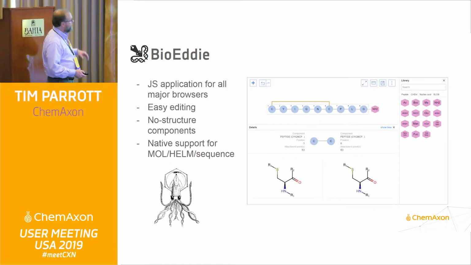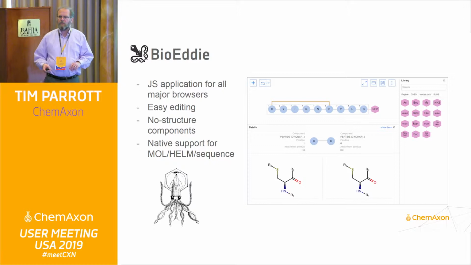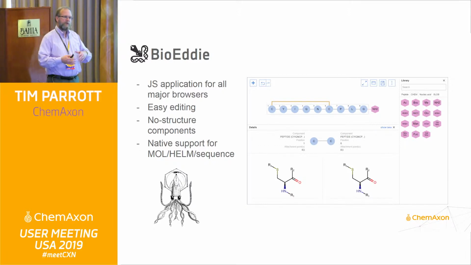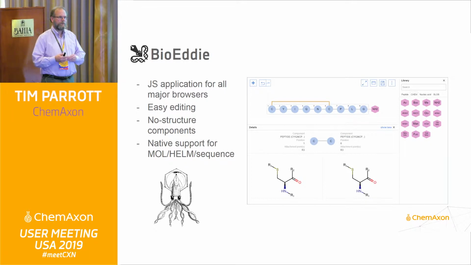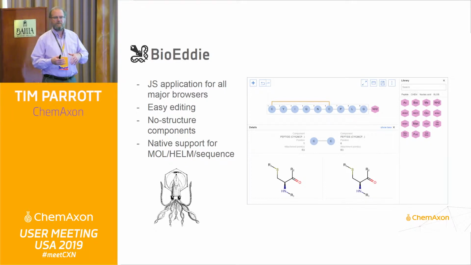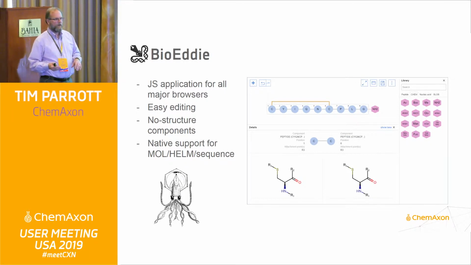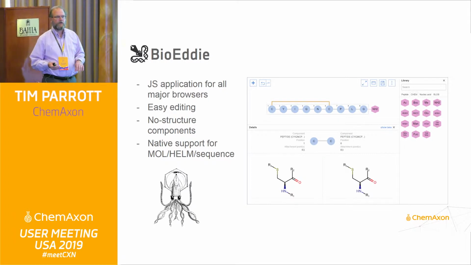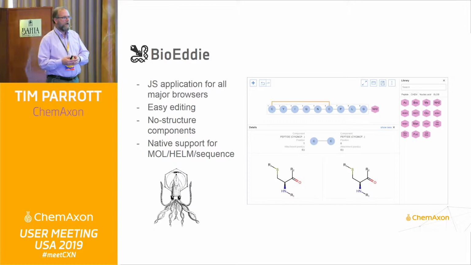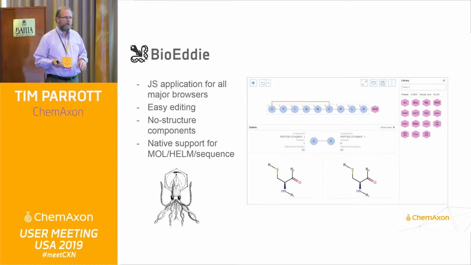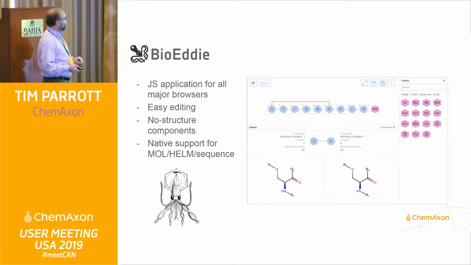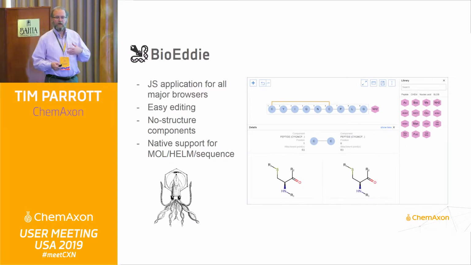In addition to that, one of the key features of BioEddie is that we have the ability to represent parts of your entities that are not characterizable. If you have some sort of polymeric support that you want to show there, or if you're working with nanoparticles, we have ways of putting those pieces in there too, so that you can represent that and still communicate what you have.